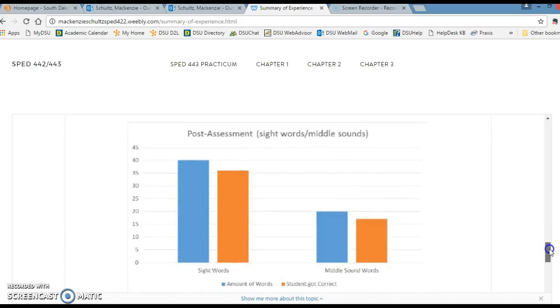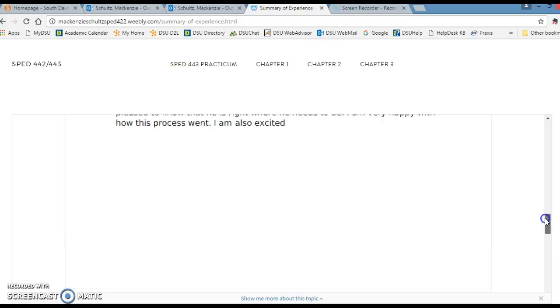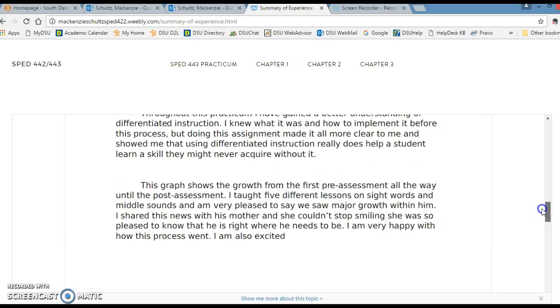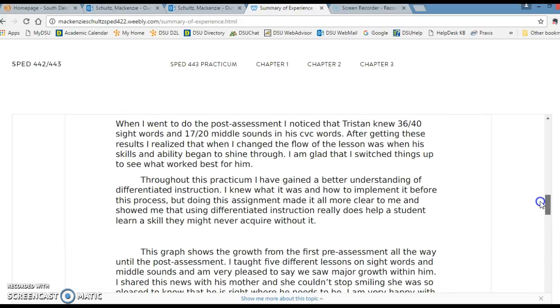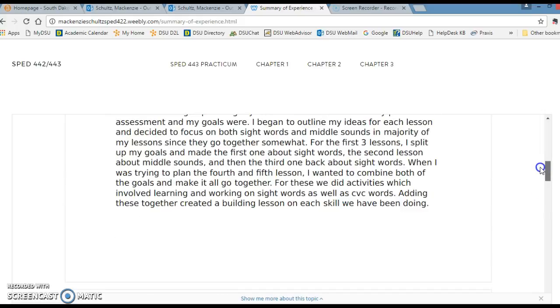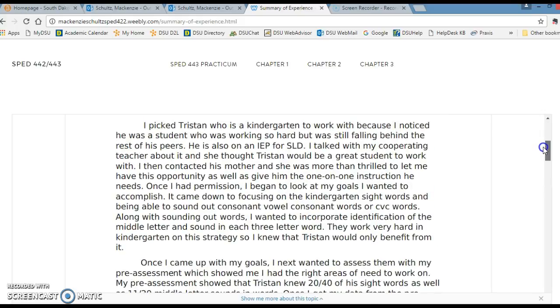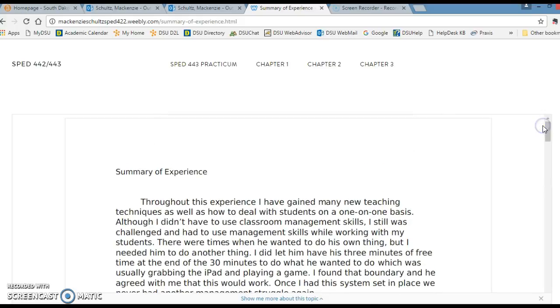And this is our end post assessment. So it shows that he knew 36 out of 40 sight words and 17 out of 20 middle sounds. And I am very happy with his progress, as well as his mother told me she is very, very proud. She couldn't stop smiling when I told her how much growth he has made just over these couple short lessons. So that is my practicum experience.